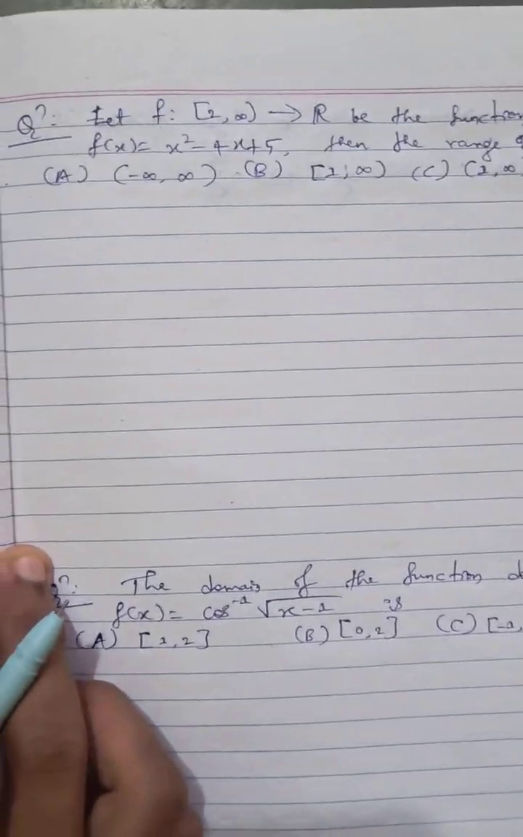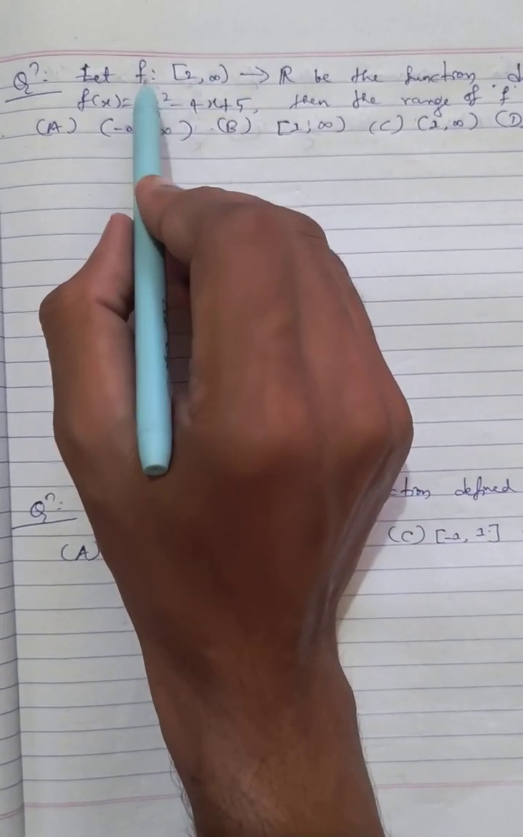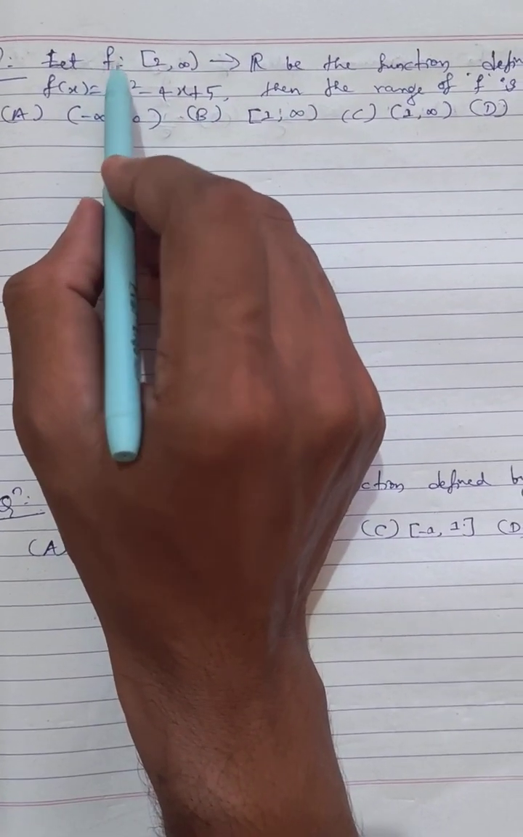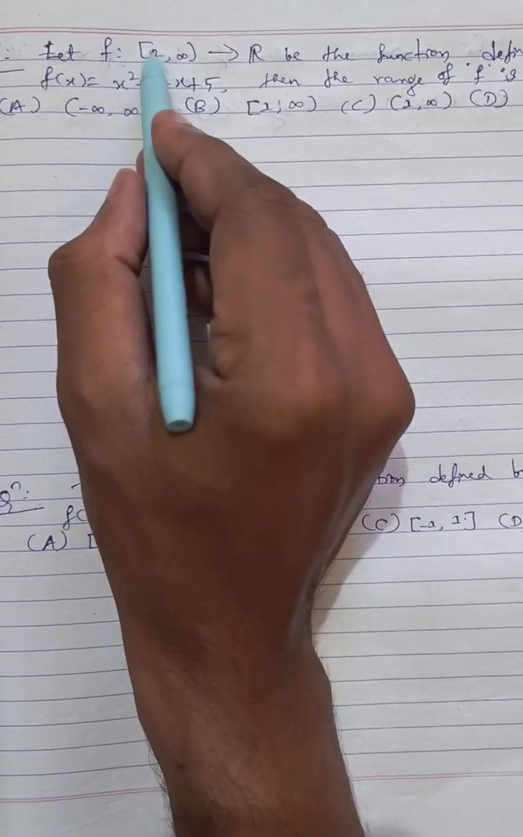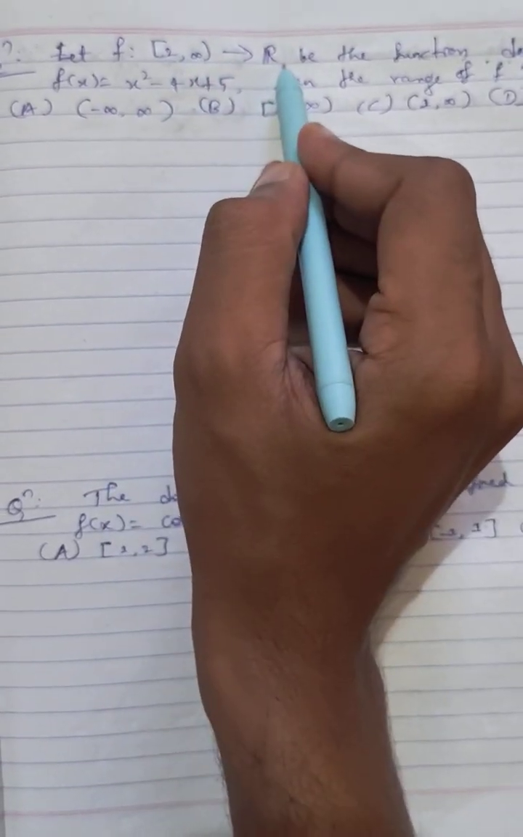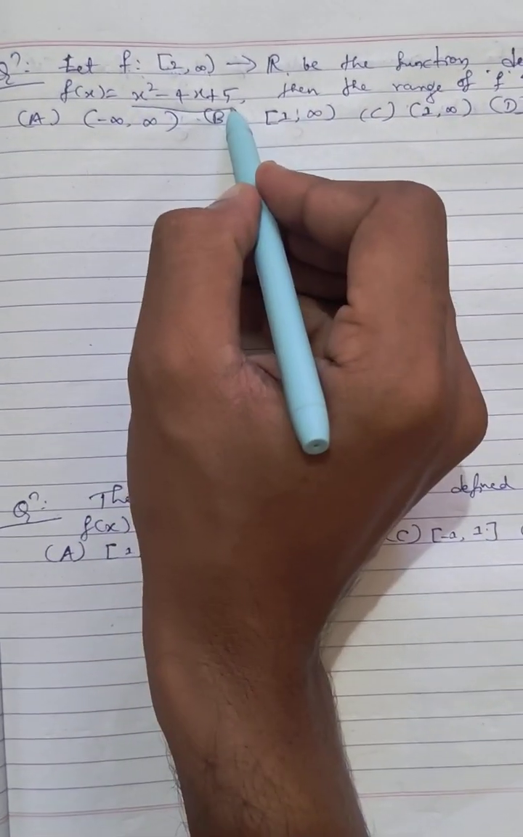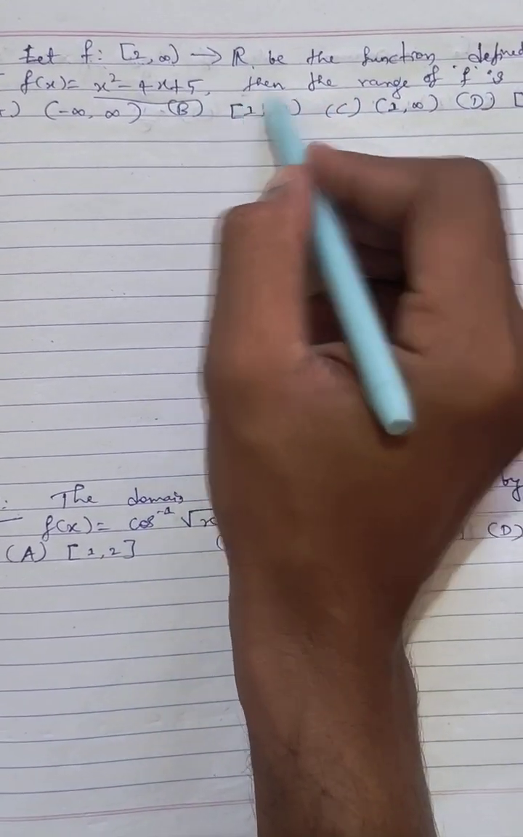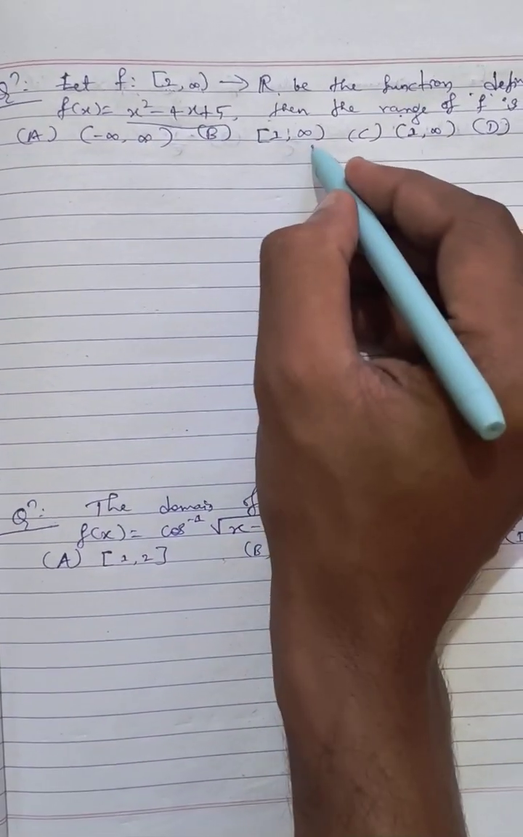Now come to the next question. So the next question is that here we are given a function, f, defined from the closed-open interval [2, infinity) to the set of real numbers, defined by f of x is equal to this one. So then we have to find the range of this function. Is it clear, student?